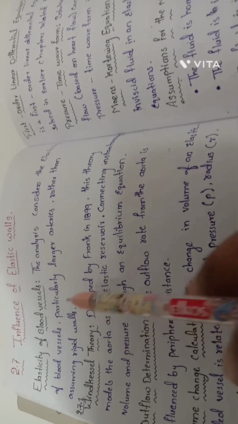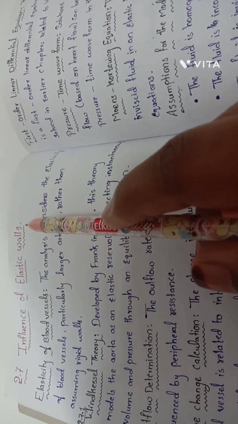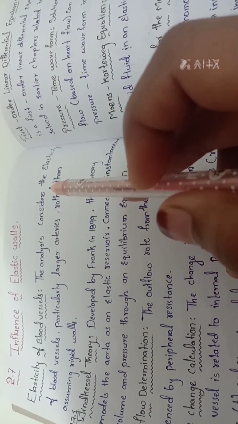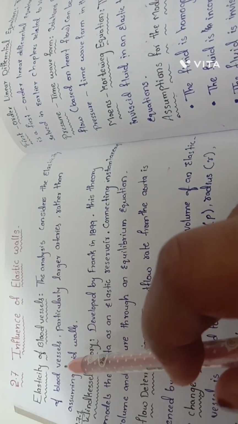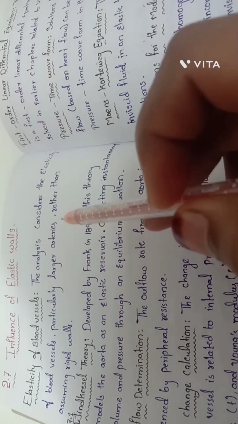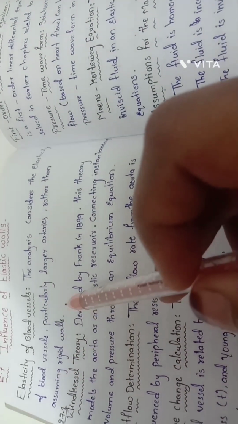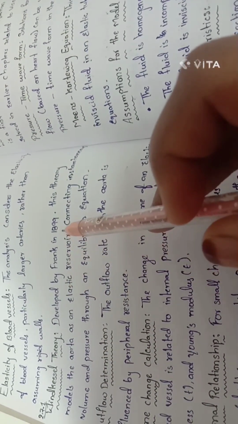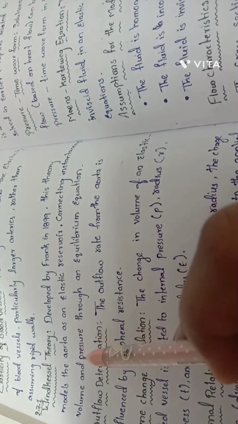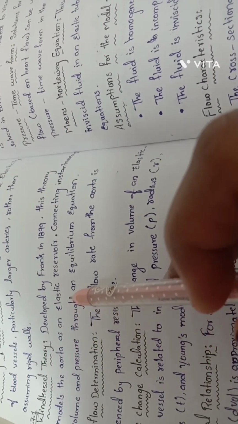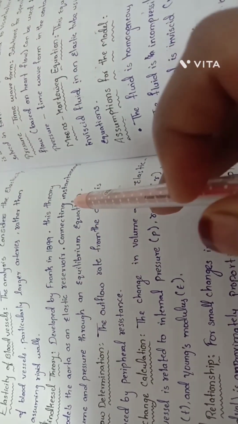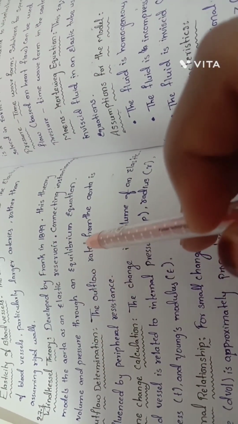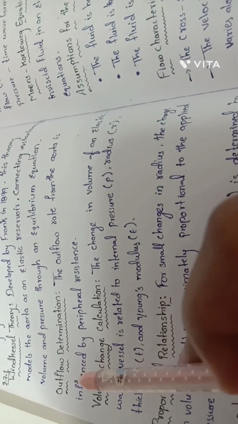Today's topic is the influence of elastic walls. Elasticity of blood vessels. The analysis considers the elasticity of blood vessels, particularly large arteries, rather than assuming rigid walls. Windkessel theory, developed by Frank in 1899, modeled the aorta as an elastic reservoir containing instantaneous volume and pressure through an equilibrium equation.